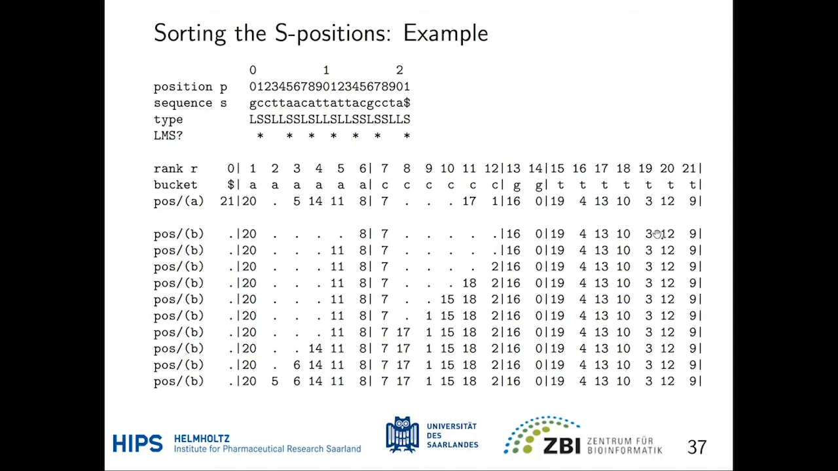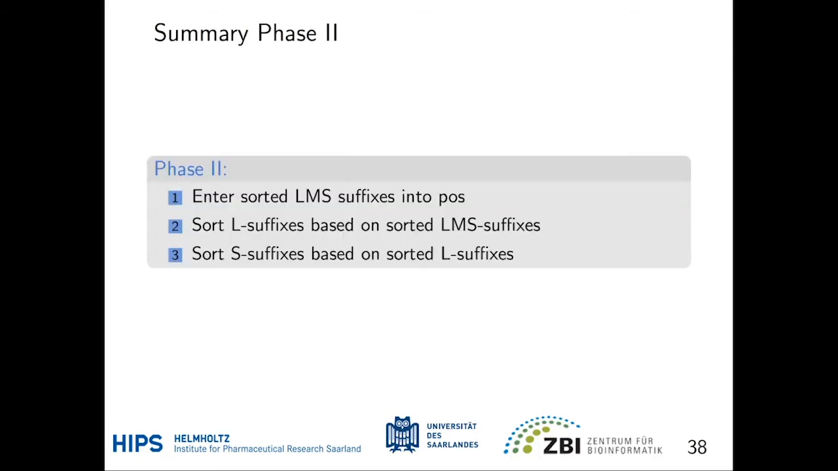Then we look at the position 12, and the preceding position is position 11. It is also an S position, so we put it into its bucket again, and so on. And at the end of the procedure, we put all the S positions in place. So to summarize phase 2, what we do, first we enter sorted LMS positions into the suffix array, and then we sort all the L positions, all the L suffixes based on sorted LMS suffixes, and then we sort all S suffixes based on sorted L suffixes.